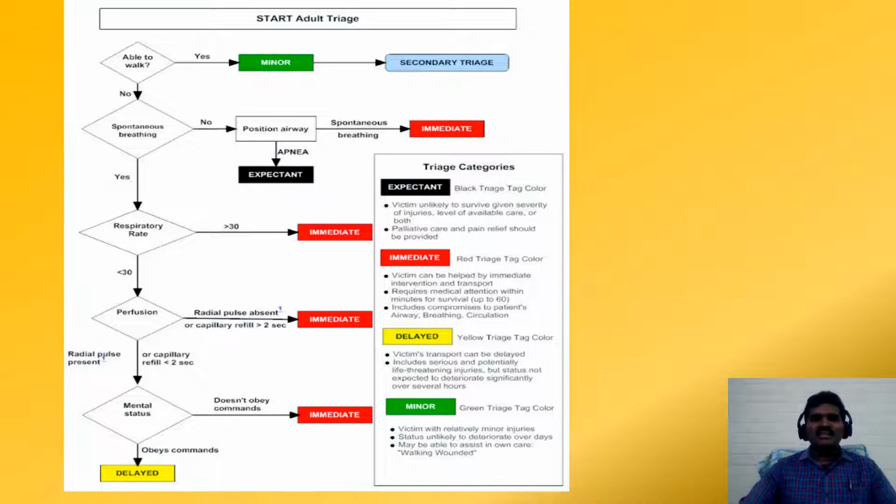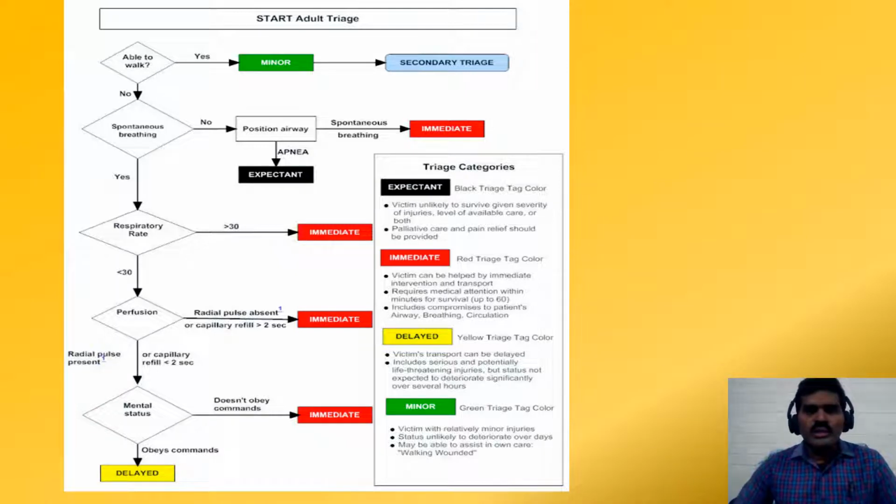First of all, the START adult triage. As I told already, this is the triage system used for triaging adult patients into groups. It is a 4-level triage system. That means there are 4 categories: the minor category, delayed category, immediate category, and expectant category. The minor category is labeled green, delayed category yellow, and immediate category red tag color. Expectant are dying or dead patients, black color triage.